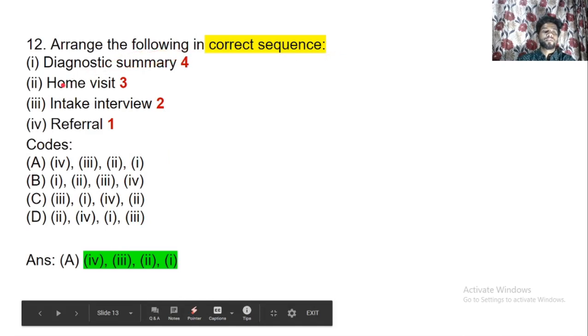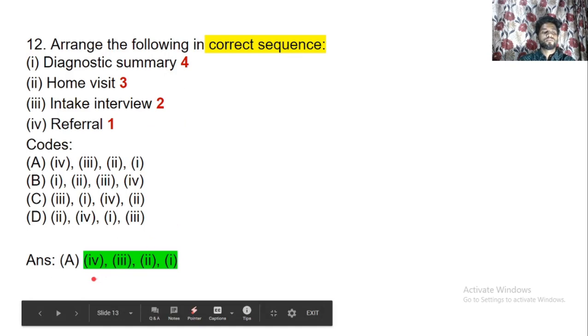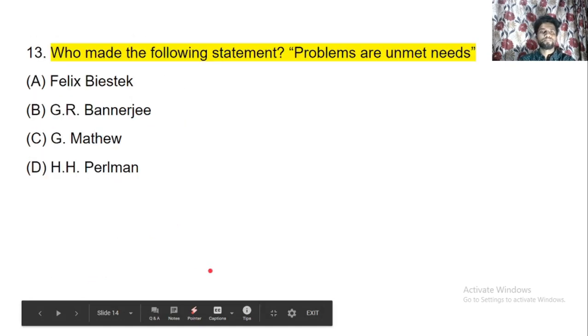Now the correct sequence. First, somebody refers a person to you, then you get the case. Once they refer, you take the interview, and once you have taken the interview, you do a home visit of the family, and only then can you write the diagnostic summary. So first we find a case, normally a referred case, then we take an interview, then do a home visit, and after that we write a summary about the person. So this will be your sequence: 4, 3, 2, 1.